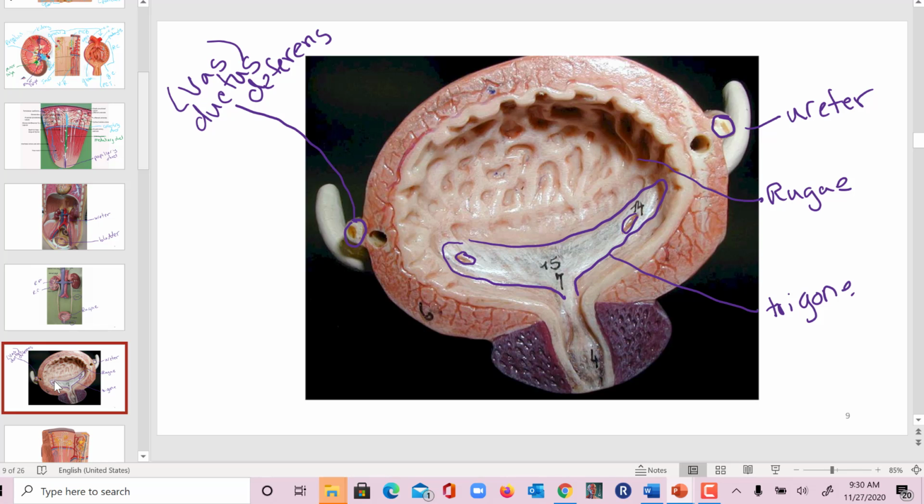So if you see a structure going in between the bladder and the ureter, it is the Ductus Deferens, also known as the Vas Deferens. And then down here, we're seeing the urethra, but specifically, we're seeing the prostatic urethra, because this structure here in purple, maybe I should highlight it in a different color, is the prostate.